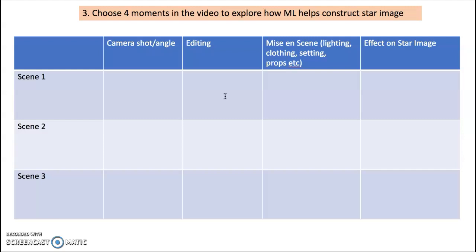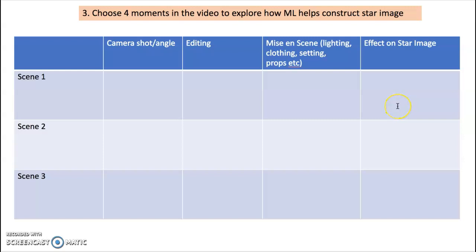Third, mise en scène. So looking at the lighting, the clothing, how is she dressed? How are the people in the scene? How do they appear? Anything else about the props or the setting that you can comment on? And then finally, what effect does that have on the star image? What do the camera shots, the editing, the mise en scène from that particular moment impact on us? How do they make us think that she is perhaps very true to her roots or very socially conscious or whatever it might be?